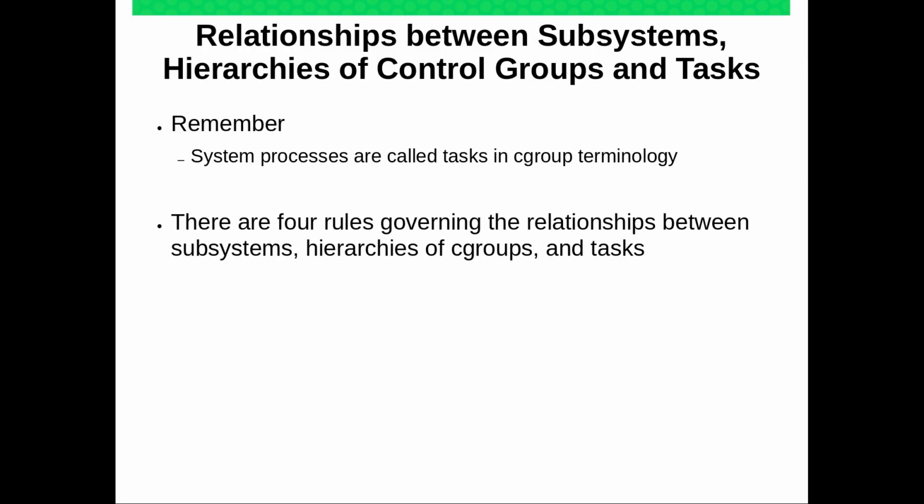So let's talk about the C group rules that might be used within the Linux C group environment. There are relationships between subsystems, kind of hierarchies of control groups and tasks. So we need to remember that system processes are called tasks in C group terminology, even though tasks may be in most cases relegated to items that are happening within a shell in a user world. So don't forget, system processes are still called tasks inside of a C group world. And there are 4 rules governing the relationships between the subsystems, the hierarchy of C groups, and the tasks themselves.